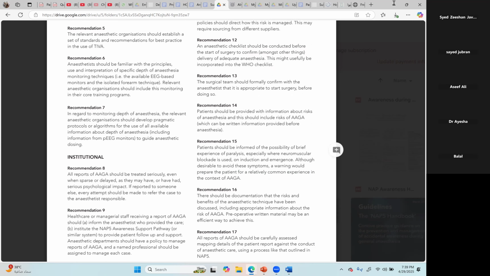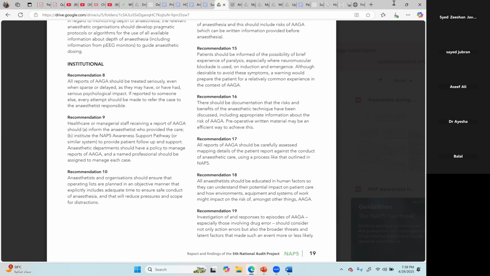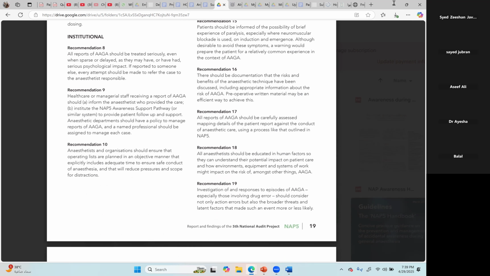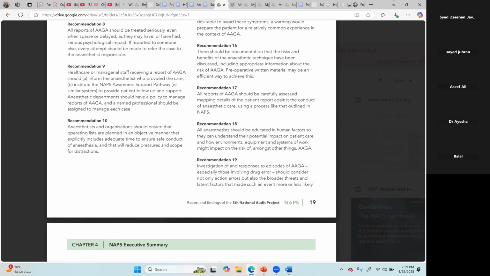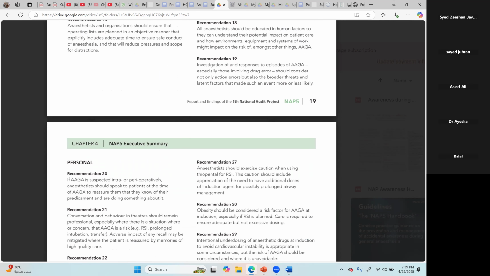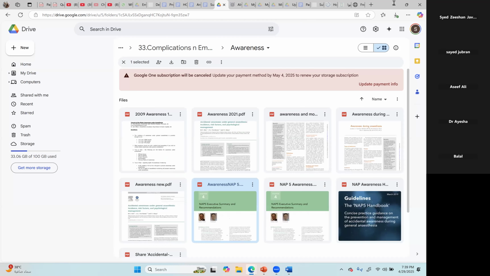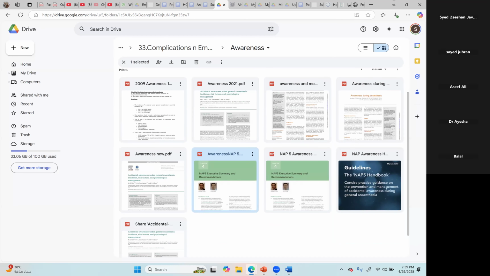Nothing much important. Usually they don't ask you to discuss NAP in detail. It's not like that. You should know the basic things, the basic components which can increase safety. Okay. Because this is a frequently asked topic in the exam.